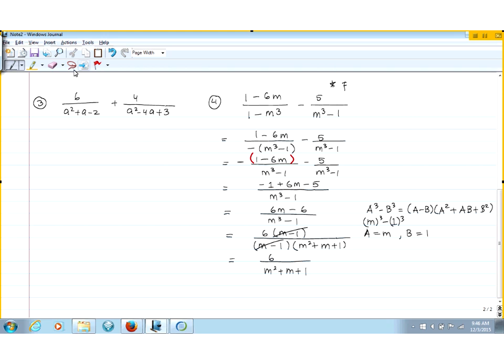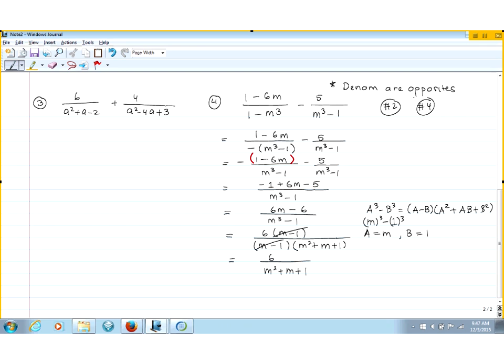Doable? So for number 2 and number 4, the denominators are opposite. The one that we just did. Alright. Good.